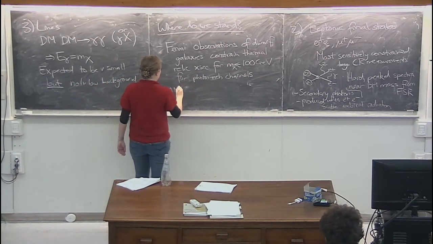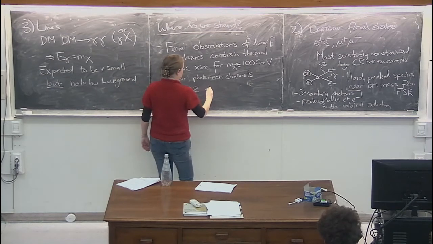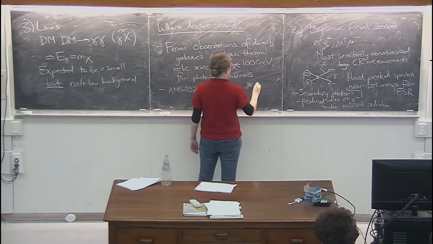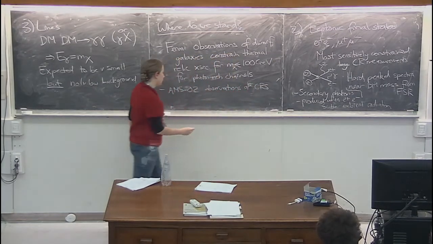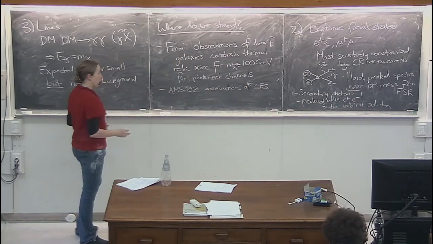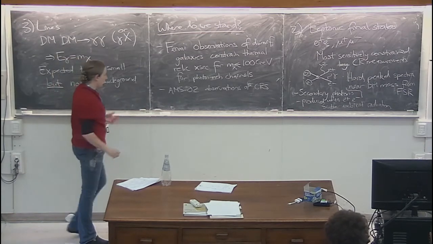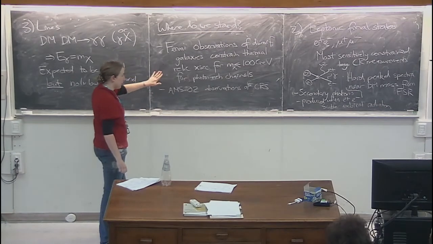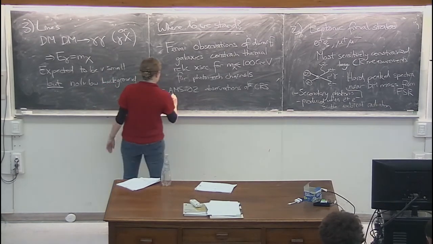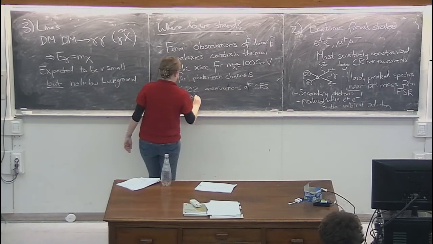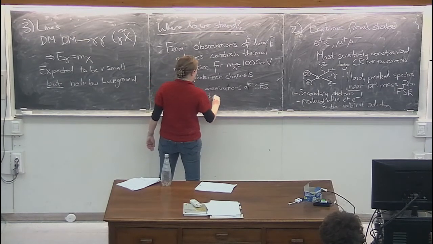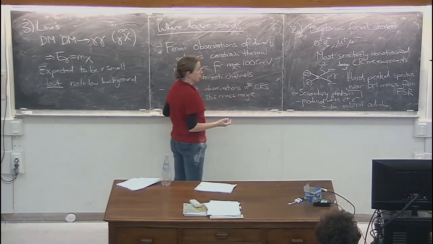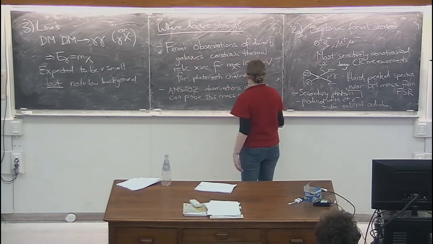AMS-02 observations of the cosmic rays are a lot more uncertain, but can potentially probe channels which make a lot of antiprotons in this same 100 GeV range. And they can also probe this mass range for the leptonic channels, which don't produce a lot of photons, but do produce a lot of cosmic rays.